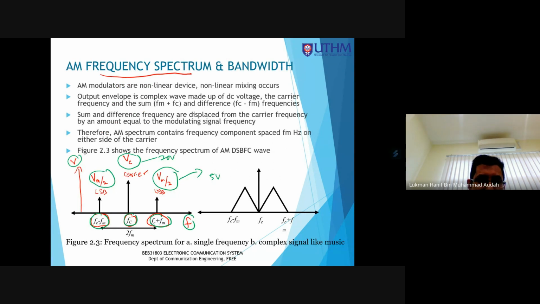You see that it corresponds to the distance between the upper sideband and the lower sideband. The distance between the carrier and the upper sideband is FM, and the distance between the carrier and the lower sideband is another FM. So that's why the range, the distance from the upper sideband to the lower sideband, is going to be 2 FM. So this is the bandwidth.